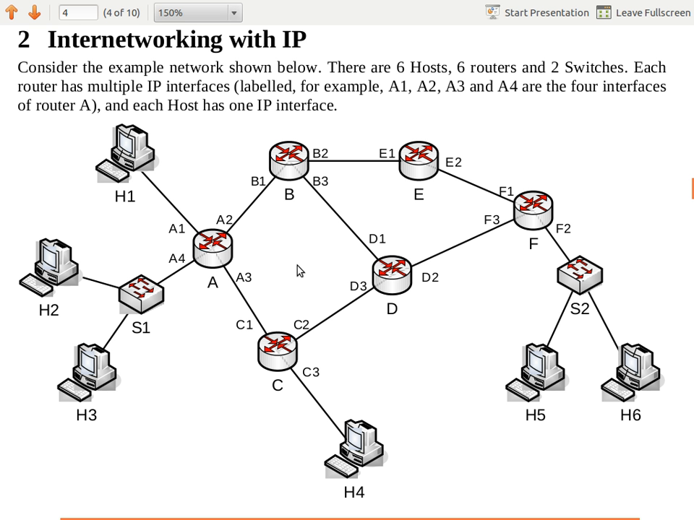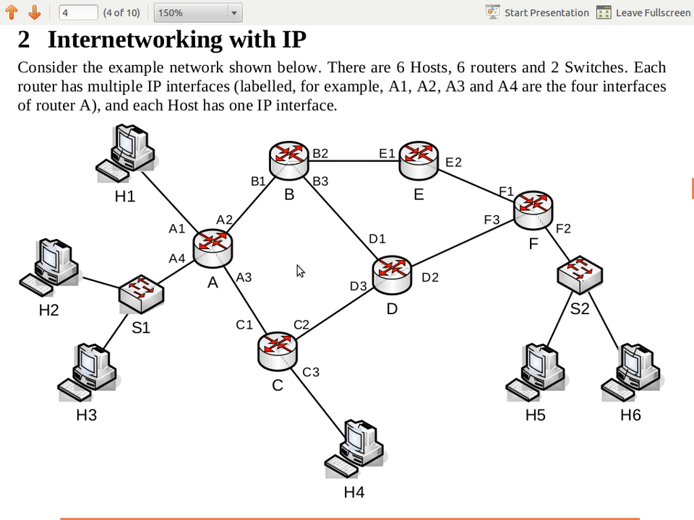A1. There's no option. Okay? There's no choice. That's why the routing tables are very simple. To reach any destination, send to A1. And it will be the same for the other hosts. H4 always sends to C3, H5 to F2. So the routing tables for the hosts are easy, in this example at least.